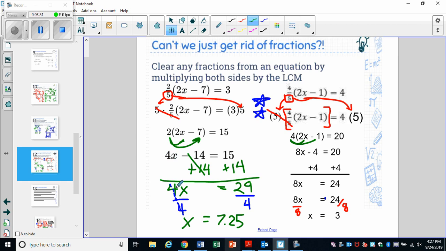Bring down your 4x. You get 4x equals 29. Divide both sides by 4. X equals 7.25. Or you could have had 7 1/4. That would have been acceptable.